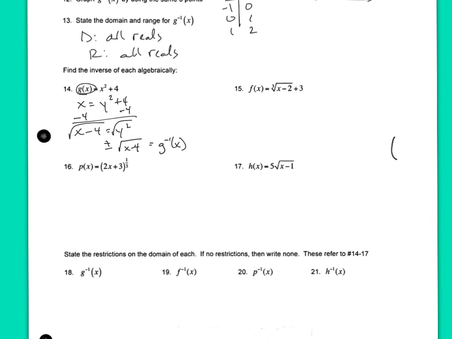Use the name with a negative 1 power. Number 15, switch the x and y. So x equals the cube root of y minus 2 with the plus 3 on the outside.